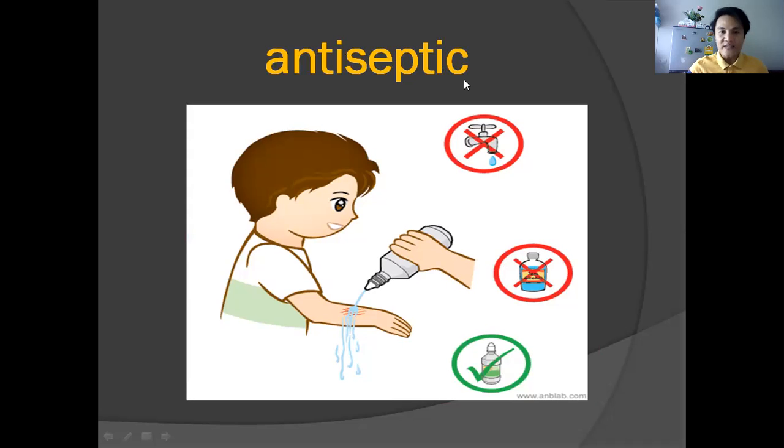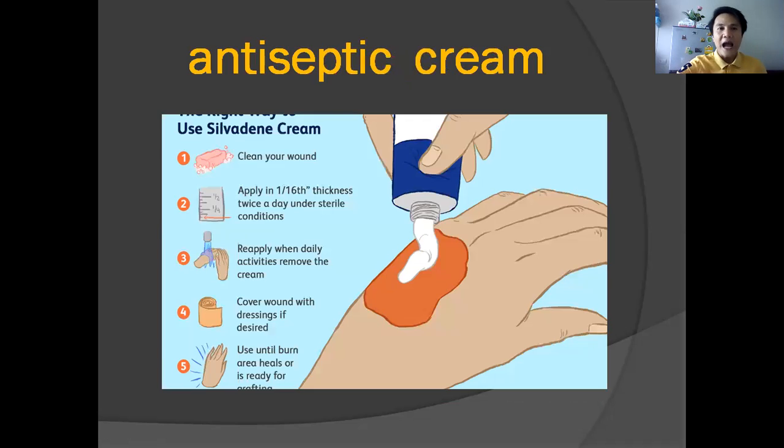Next vocabulary word is antiseptic cream. We are done spelling antiseptic, and cream is spelled C-R-E-A-M. Cream. So what is antiseptic cream? Antiseptic cream is like this.